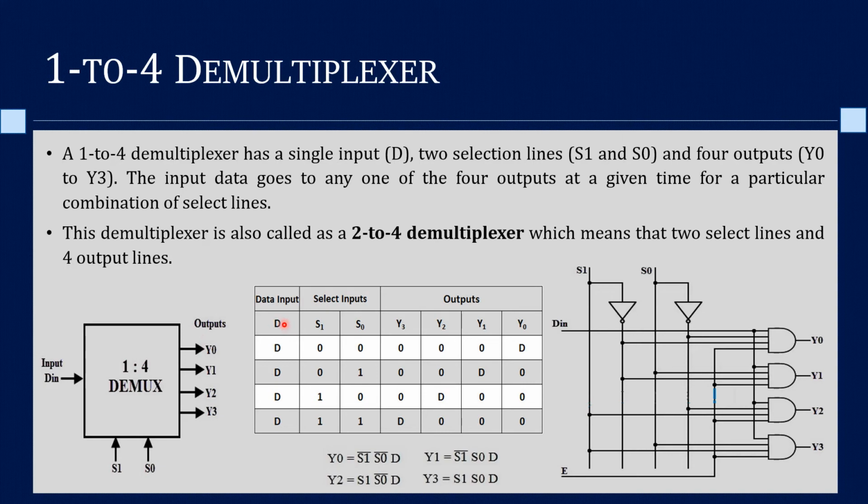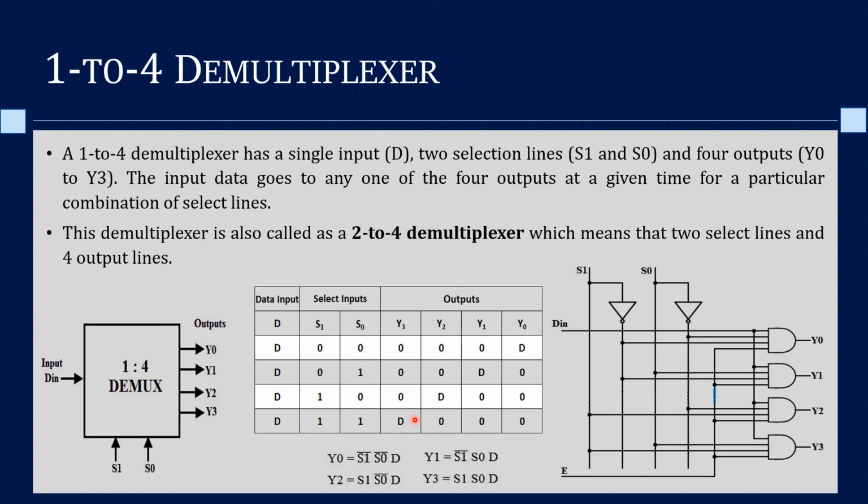So we'll be having only a single data input, that is our D, and we'll be having two select input lines, S1 and S0. Based on the values of S1 and S0, one of the output lines will be activated. For the combination 0, 0, Y0 will be having the D value. For the combination 0, 1, the Y1 line will be having the input D value. For the combination 1, 0, the data input will be on the Y2 line, and for the combination 1, 1, the data input will be on the Y3 line. So this is the truth table for the 1 to 4 demultiplexer.